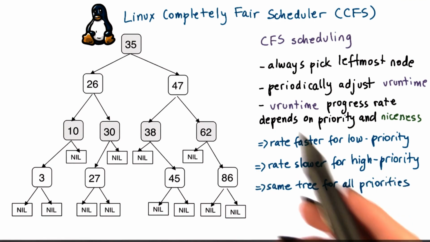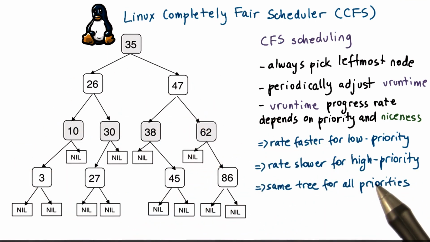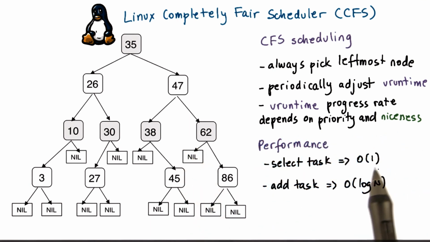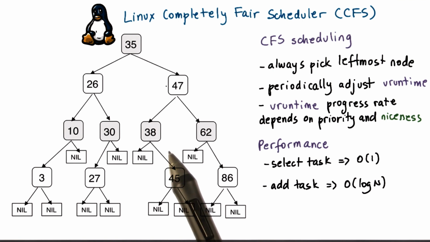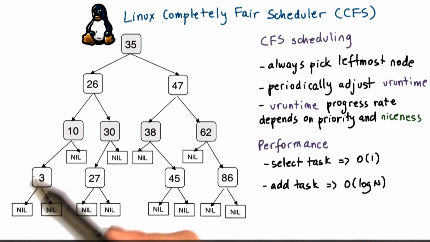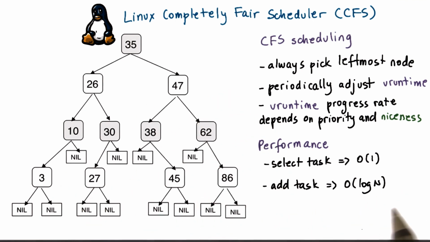You should take note of the fact that CFS uses really one run queue structure for all of the priority levels, unlike what we saw with some of the other scheduler examples. In summary, selecting a task from this run queue to execute takes O(1) time, a constant amount of time, since it's typically just a matter of selecting the leftmost node in the tree. At the same time, adding a task to the run queue takes logarithmic time relative to the total number of tasks in the system. Given the typical levels of load in current systems, this log(n) time is acceptable.